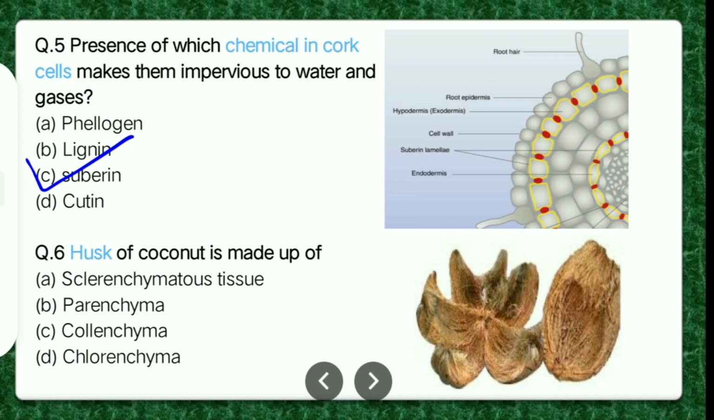This suberin you can find in the image. This red and yellow color is the suberin chemical which is present in the plant, which makes them impervious to water and gases.